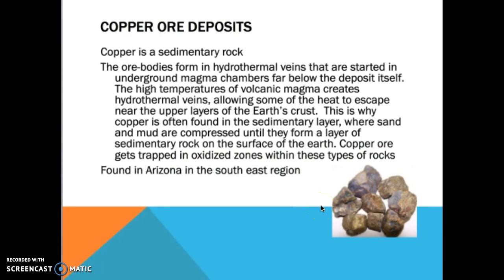Copper is found on the surface of different areas all over the place. It is found in Arizona in the southeast region. There are many different mines located within Arizona itself. Some of the more common ones are like the Morenci Pit, or the Cuprite, or the San Juan, all usually owned by Freeport-McMoRan, formerly known as Phelps Dodge.